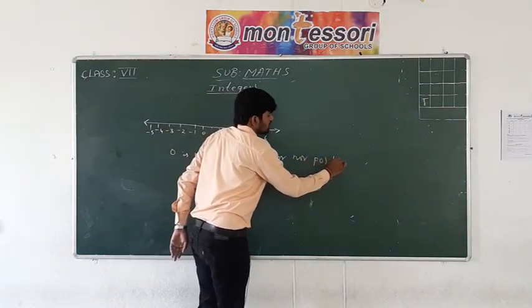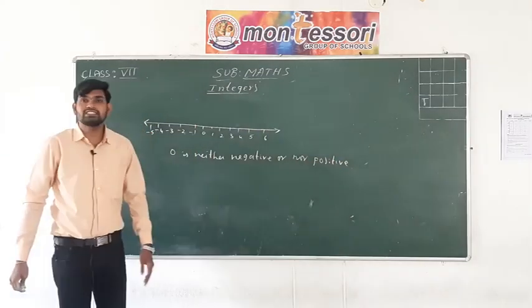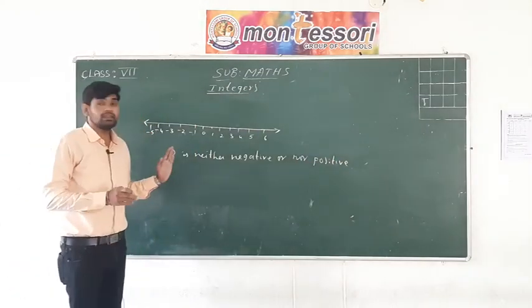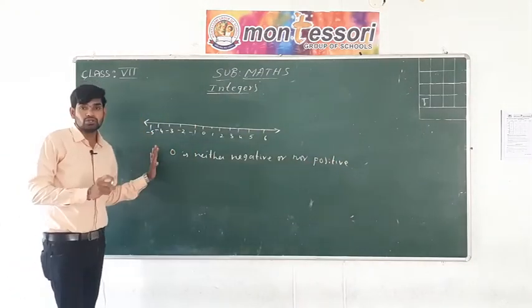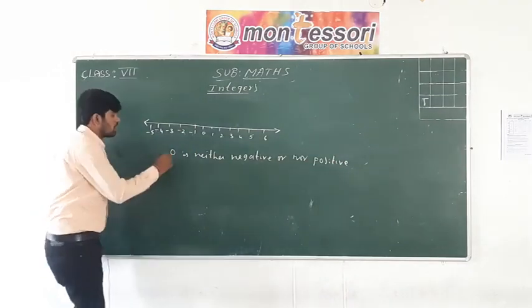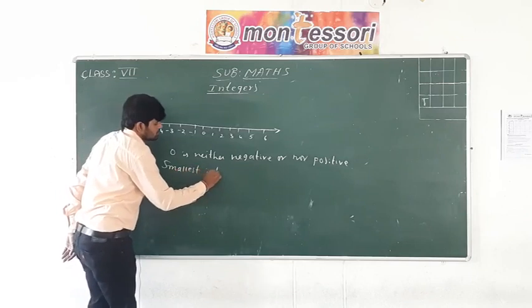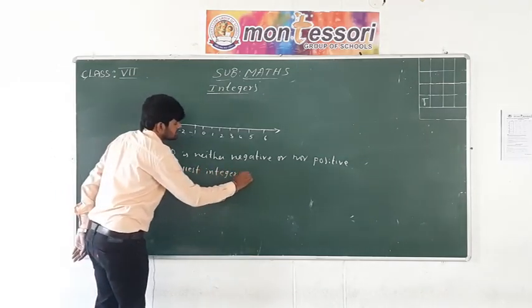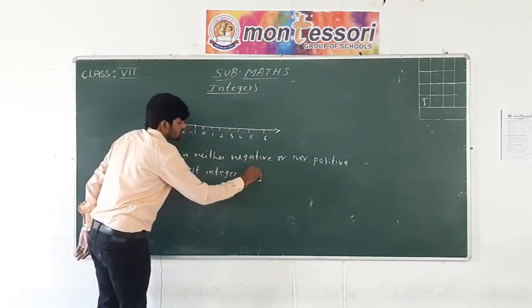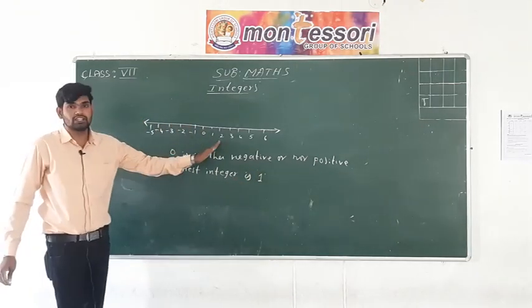So what is the meaning of that? Neither negative nor positive means it is not a negative, it is not a positive. It is just neutral. And what about the smallest positive integer? The smallest positive integer is 1, which is just at the side of the 0 on the number line.